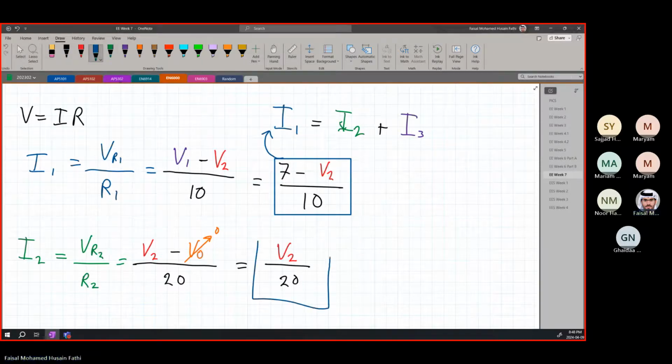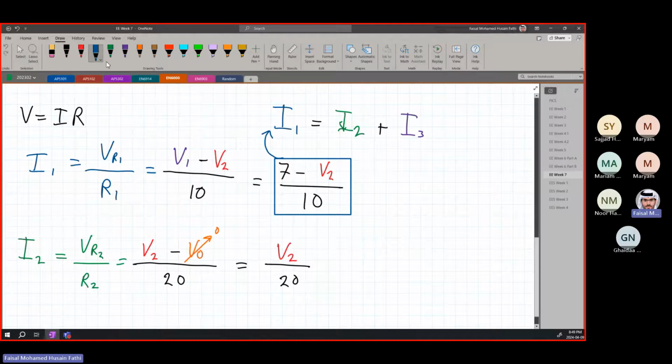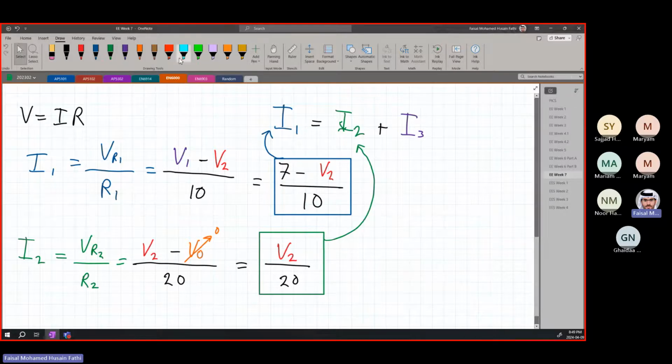So I2 is equal to this equation. We will substitute this in the place of I2.